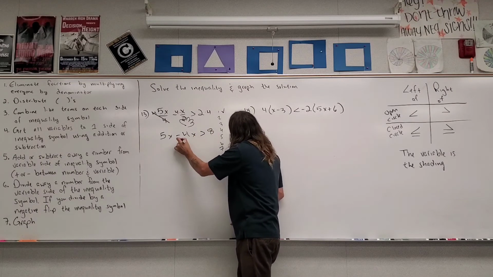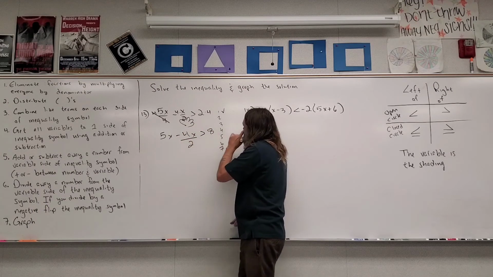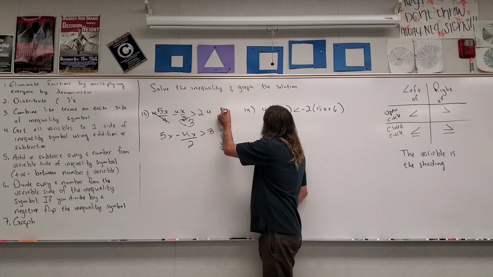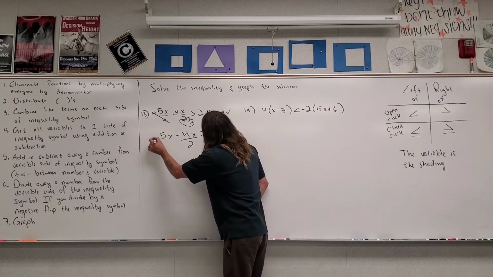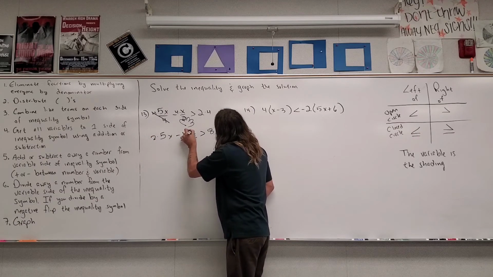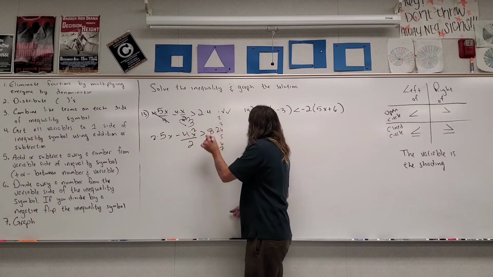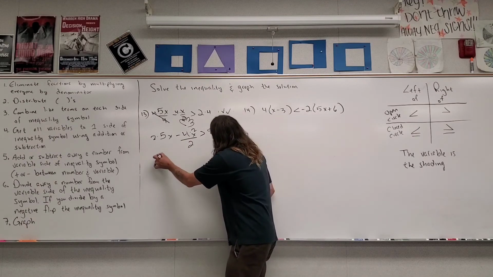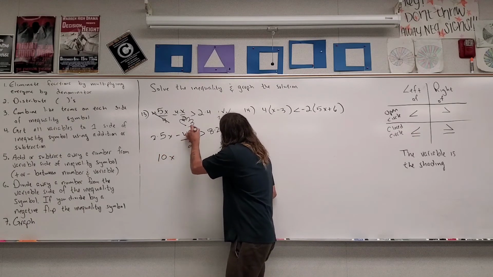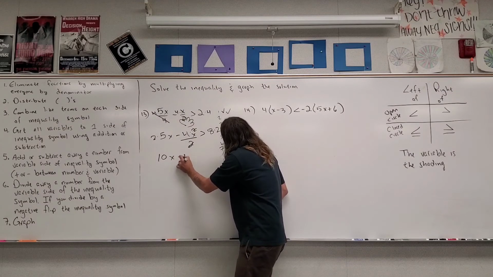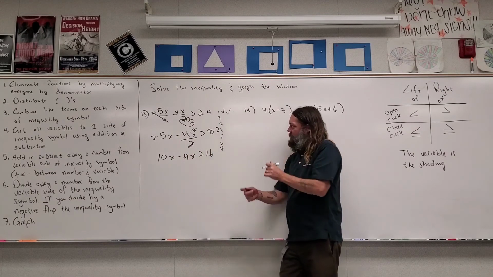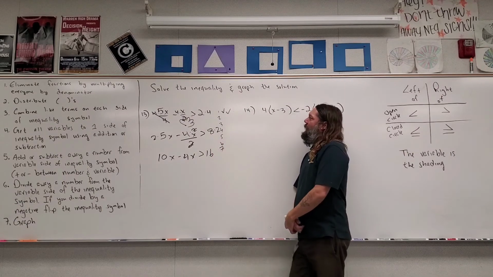Now remember, I was hiding a 2, so I can do this step again. So we're going to go through and multiply everybody by 2. We're going to multiply by 2, multiply by 2, and multiply by 2. I now have my 10x. That cancels out that 2, minus my 4x, and that's right of 16, because 2 times 8 is 16.